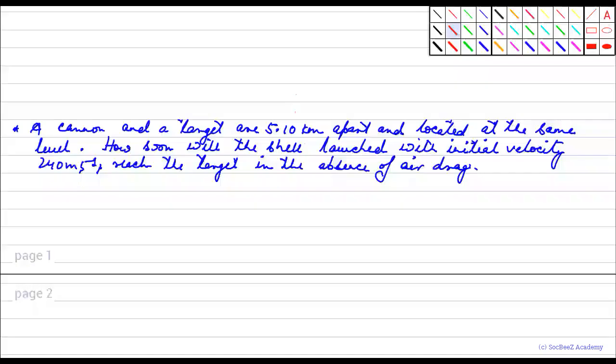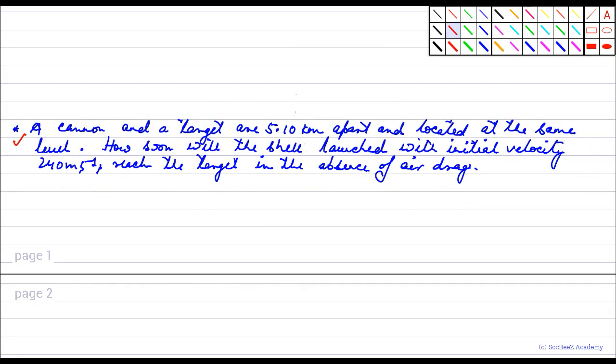Fine, let us now move on to the next problem in the topic of kinematics, which is this: a cannon and a target are 5.10 kilometers apart and located at the same level. How soon will the shell launched with initial velocity of 240 meters per second reach the target in the absence of air drag?